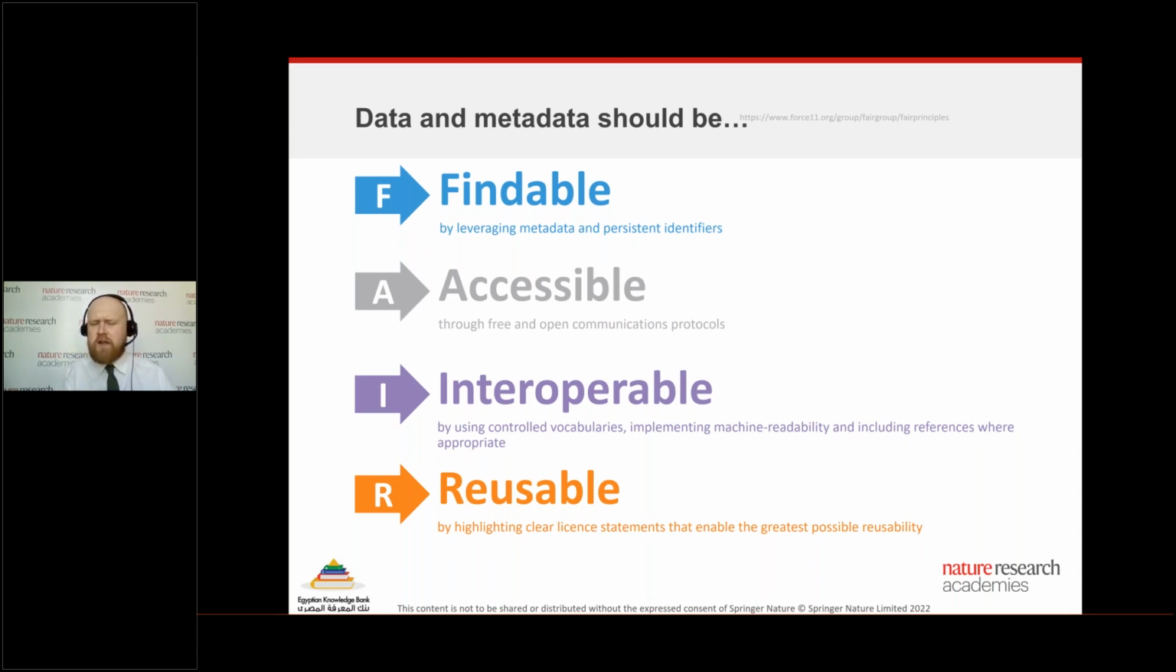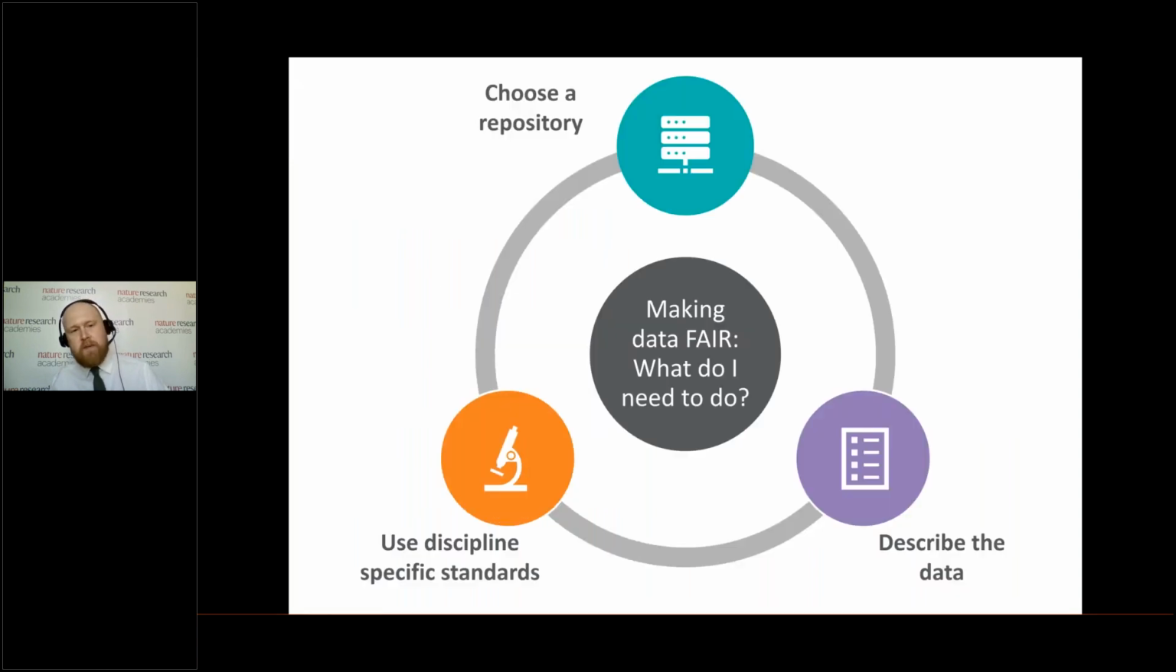Now, this might all sound like a bit overbearing, but really the best way to comply with FAIR data principles is simply using a data repository. A data repository is a platform, typically a website, where you can upload your data for other people to find, access, and reuse. So consider data repositories as an important part of your data management plan.